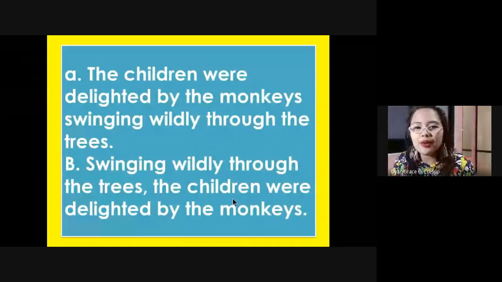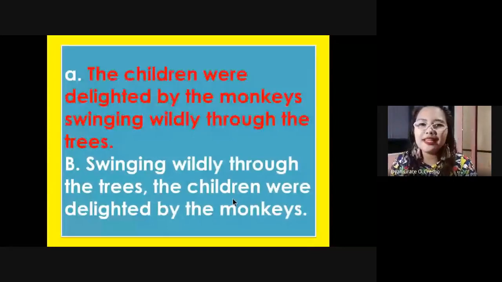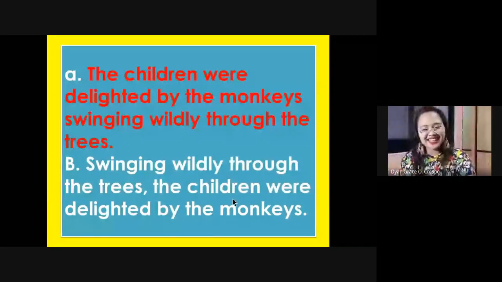Which of the following is the correct answer? Very good. A or B? What is the correct answer? Let us check. The correct answer, of course, is letter A, not B. Why is it A? Imagine the children are swinging wildly on the trees. So imagine that. It's very dangerous.